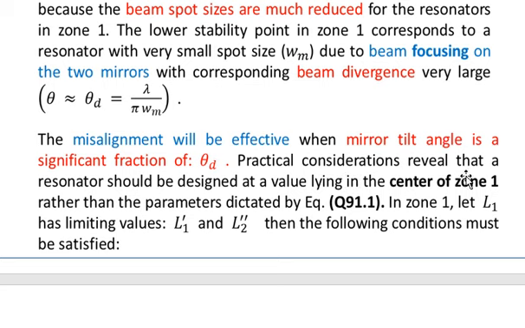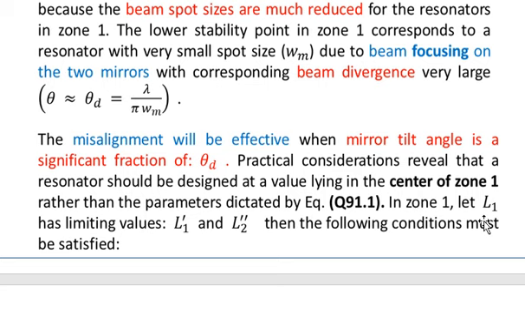Practical considerations reveal that a resonator should be designed at a value lying in the center of zone 1 rather than the parameters dictated by equation number 1. So you see that we shall not concentrate on that in the practical sense. Although mathematically it is required that equation 1 must be followed, practical sense reveals that it is not important to follow equation 1 for the efficient design of the parameters. The parameters can be designed efficiently when we consider the center of zone 1.